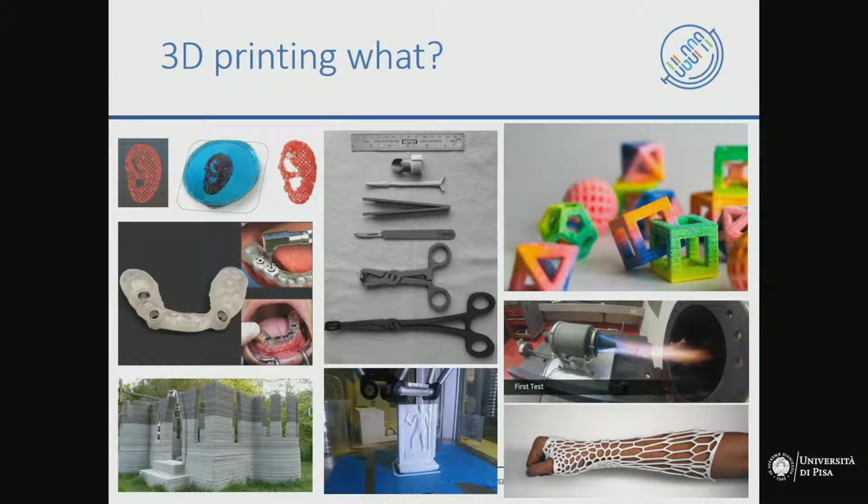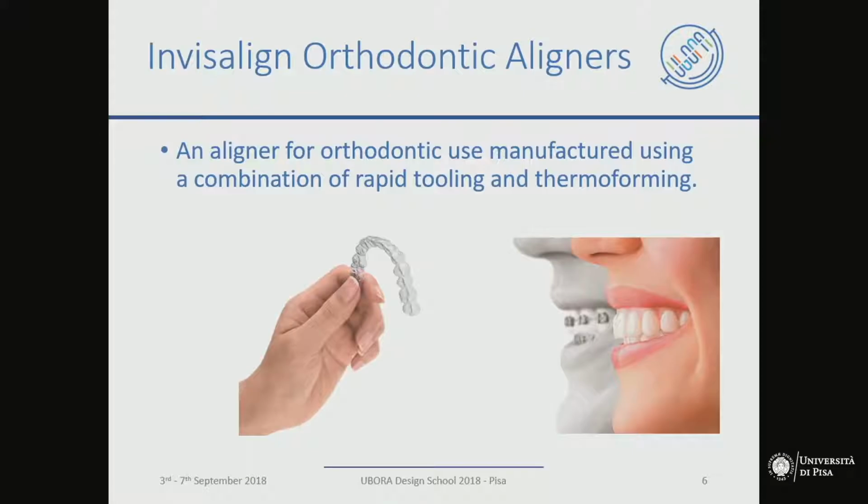You can 3D print engines. This is a GE application. You can 3D print drilling guides for dental applications. You can 3D print organs or scaffolds. This is a drill guide that was 3D printed more than 10 years ago. So, this is another application of 3D printing.